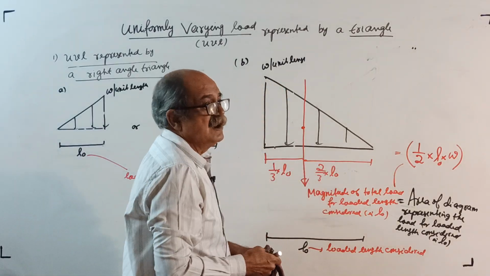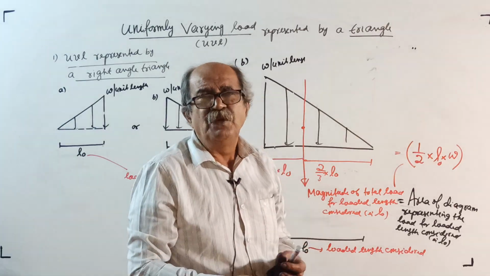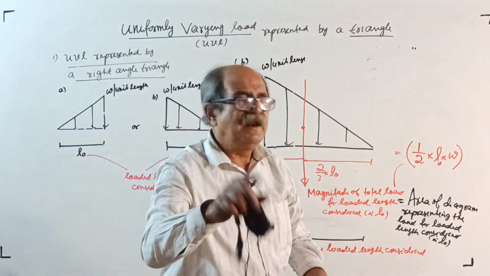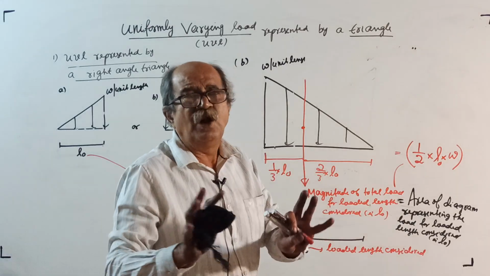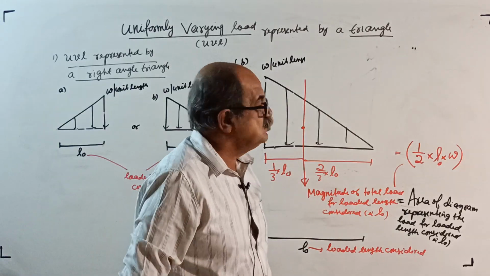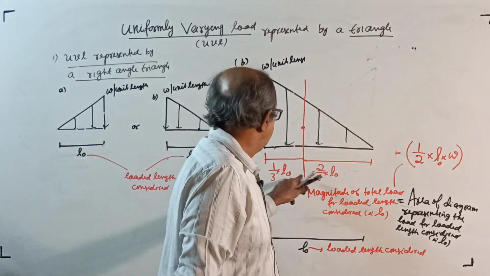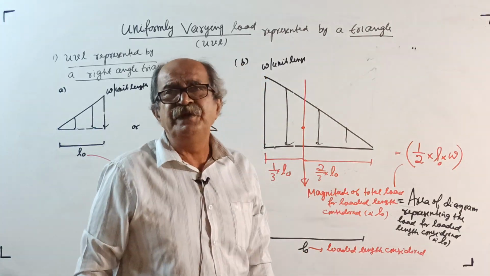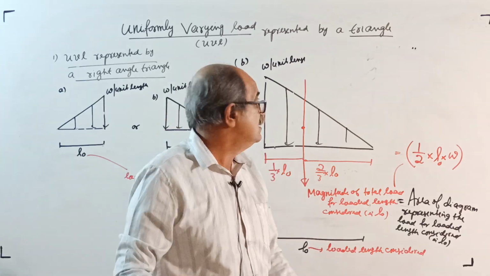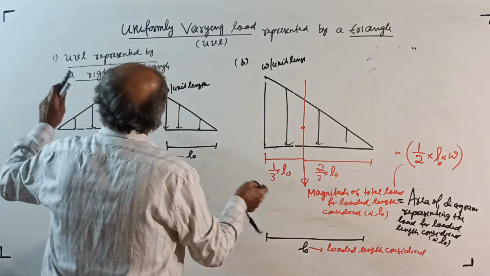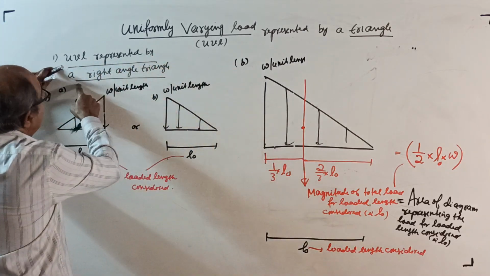Someone will ask, sir, not clear. If not clear, don't continue my class. Leave it. My class is not for you. After so much explaining earlier, if you now ask why 1/3, 2/3, it means you are not fit for structural engineering education. Okay, this is also over. UVL represented by a right angle triangle, over.